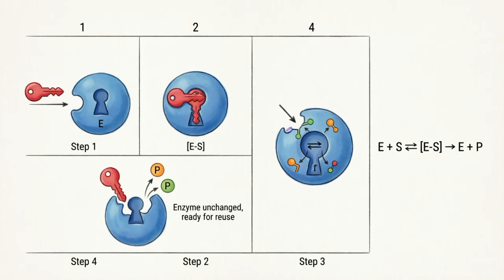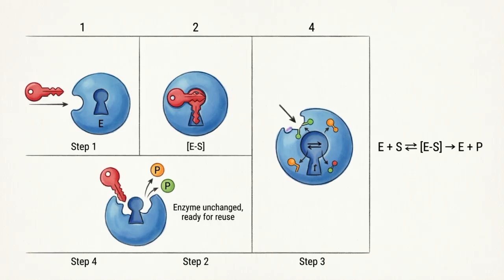Step 2. Now move to the top middle panel. Here, the red substrate has fit perfectly into the blue enzyme's active site. This forms what we call the enzyme-substrate complex, written as ES. Notice how the shapes complement each other perfectly. The red key fits exactly into the blue lock. This is the essence of Fischer's model.